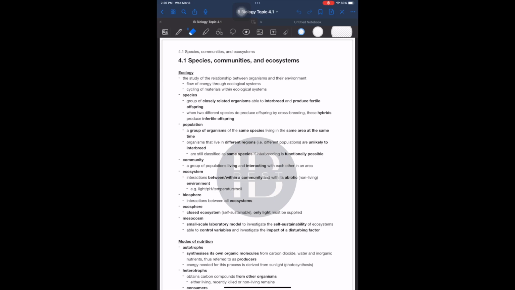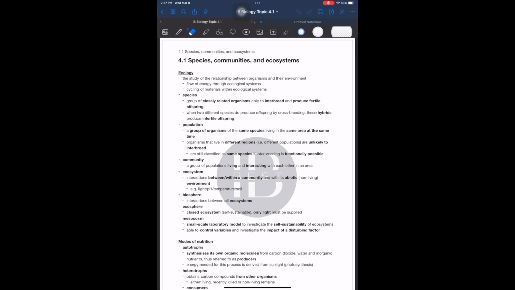Ecology is the study of the relationships between organisms as well as their environment. In this environment, and in these ecological systems, we're going to look at how energy flows through them, as well as the cycling of materials within the ecological system. There are a few definitions or concepts that we're going to go over.